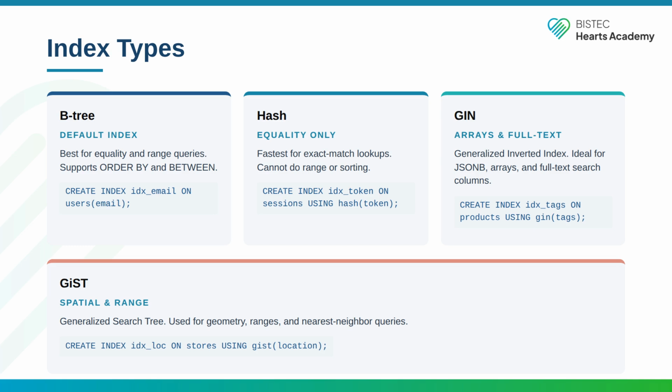GiST, the Generalized Search Tree, handles spatial data and range types. If you're storing geographic coordinates and need nearest neighbor queries, or you're working with time ranges and need overlap detection, GiST is the answer.